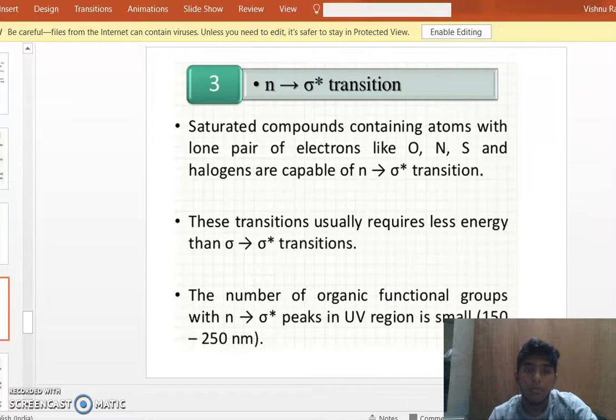Now the n to sigma star transition. Saturated compounds containing atoms with lone pairs of electrons, like oxygen, which has 2 lone pairs, nitrogen, sulfur, and halogens, are capable of n to sigma star transition. This actually requires less energy than sigma to pi star transitions or sigma to sigma star transitions. So the number of organic functional groups with n to sigma star peaks in the UV region is small.